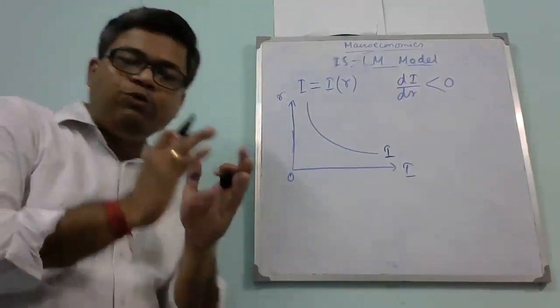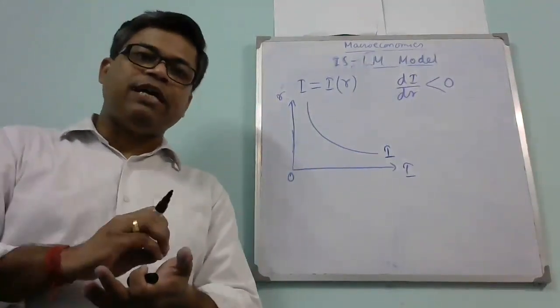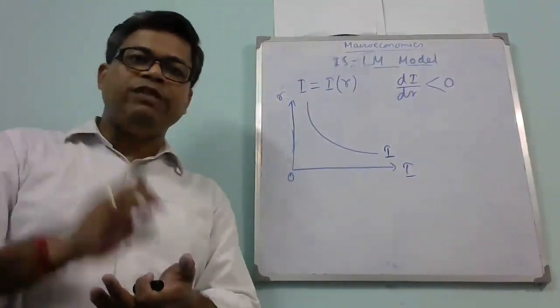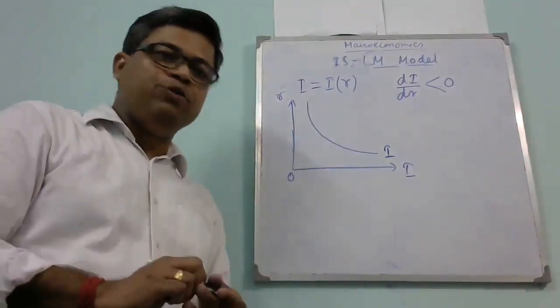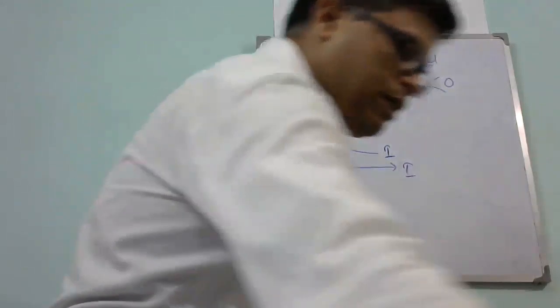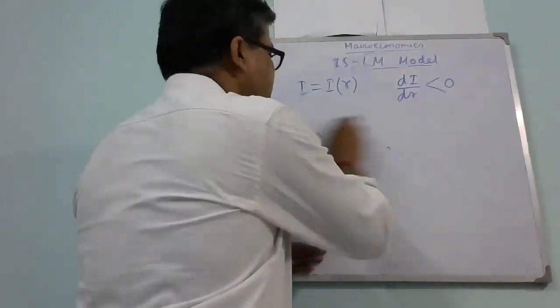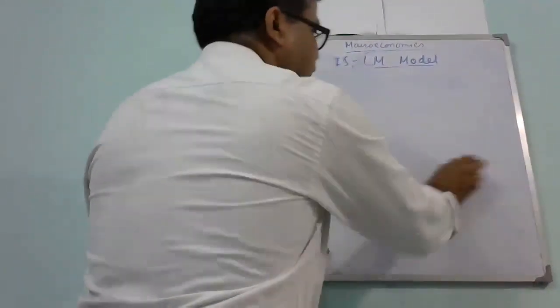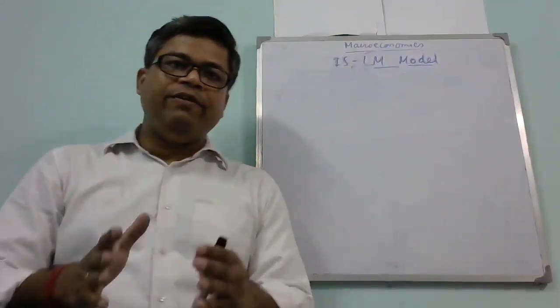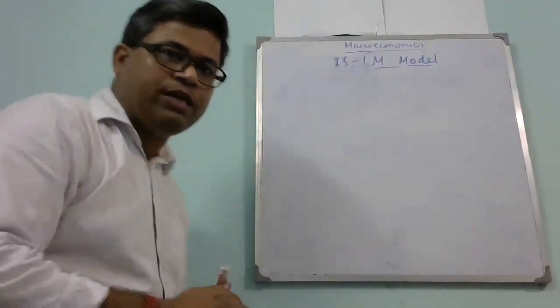Okay. So what do we understand? We understand that the savings curve is an upward sloping straight line with negative intercept. We understand the investment curve is a downward sloping curve. Now, we will be plotting the IS curve, but that will be plotted in a 4-quadrant diagram.